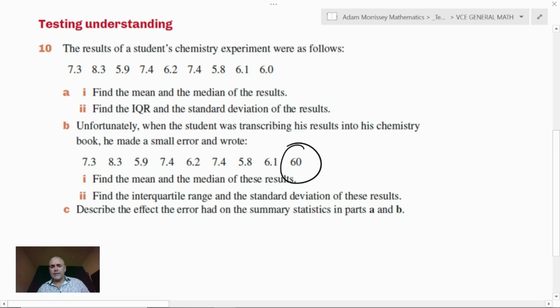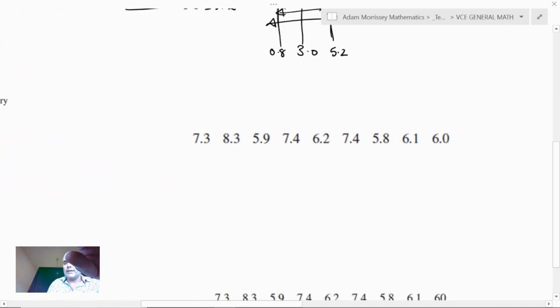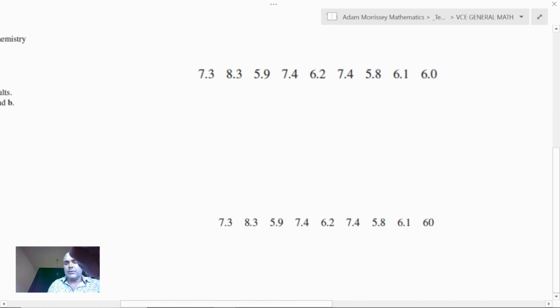Will it have a big effect on the mean? Will it have an effect on the median? That's what we want to know. And as we build our understanding, we probably want to come over here and start thinking about putting those lists in order. Let's do that quickly now.